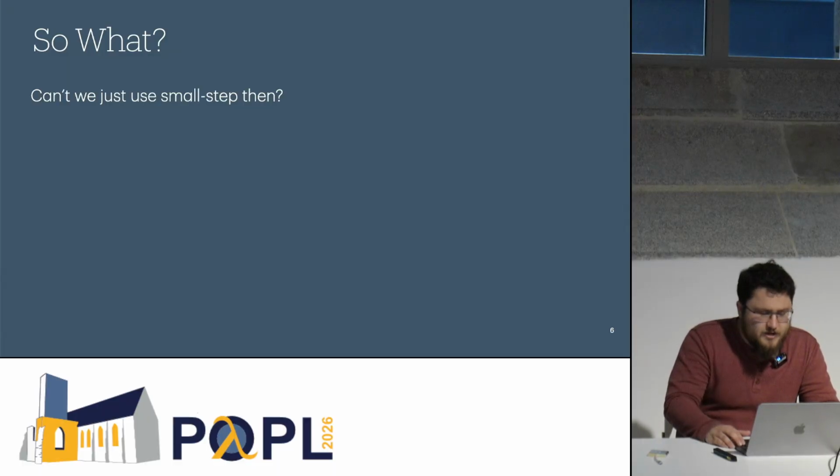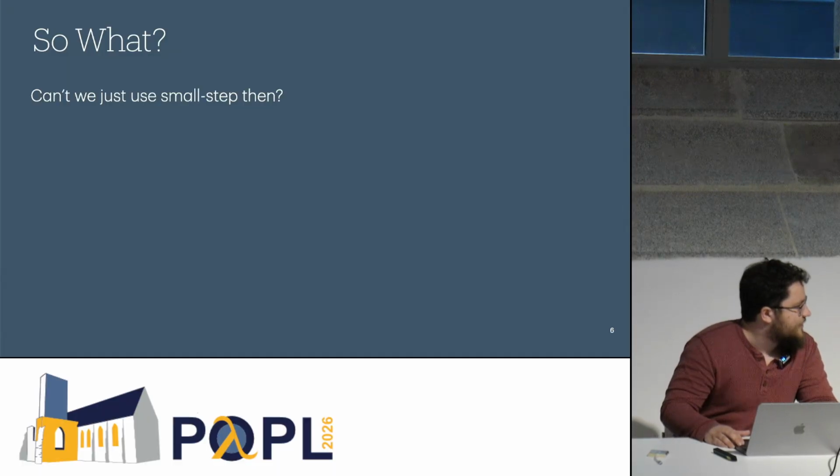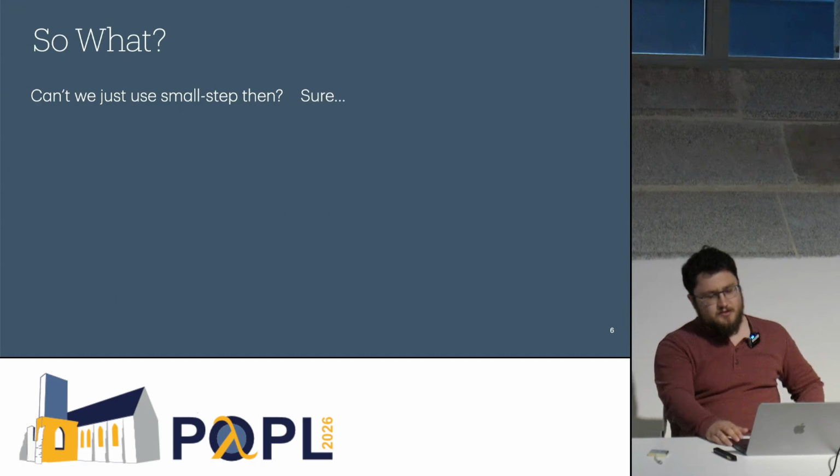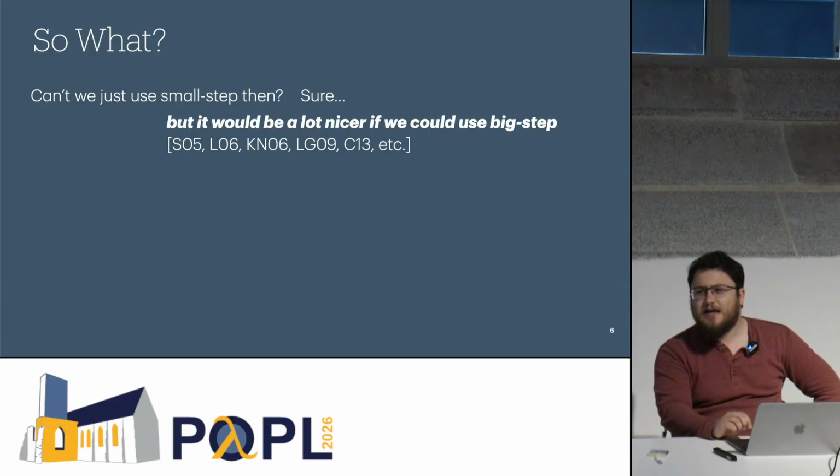So sure, it's true that big step semantics is inadequate when it comes to non-termination. It just doesn't satisfy that item on our wish list. But so what? We can just use small step semantics, right? And indeed, nothing stops us, but it would be a lot nicer if we didn't.